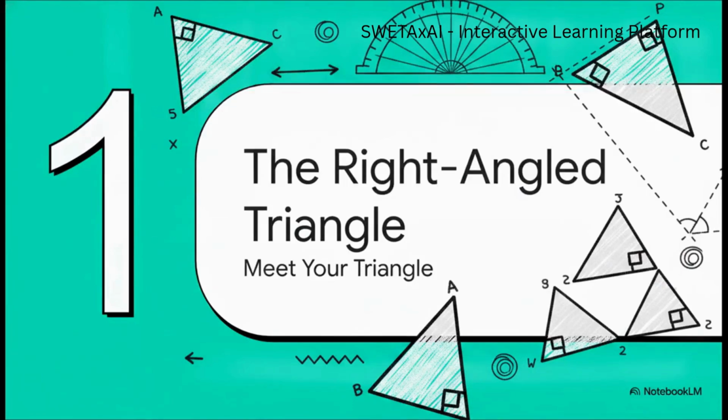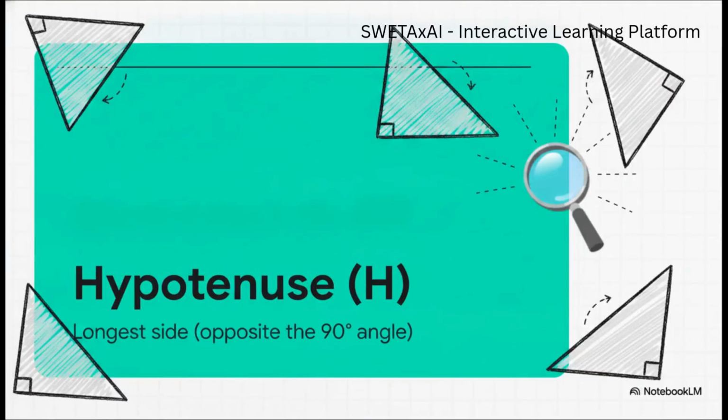Meet your right-angled triangle. To kick things off, we really need to get familiar with the anatomy of this specific shape. The absolute defining feature, the whole reason we're here, is that it always features exactly one 90-degree angle. And from there, we find our anchor, the hypotenuse. It's literally always the longest side, and it's always sitting directly across from that 90-degree angle. No matter how you rotate or flip that triangle on the page, the hypotenuse never, ever changes its identity. Find the right angle, look straight across, and boom, you've found your H.